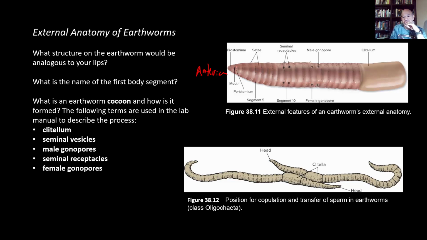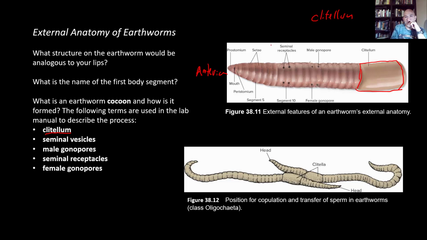And if you move back a certain number of segments, you're going to come to what looks like an area where the segments have sort of fused together. That area is called the clitellum. And that's right there, so make sure you look at that. That structure is important for the production of cocoons. These animals, earthworms, are hermaphroditic, so they produce both sperm and egg.